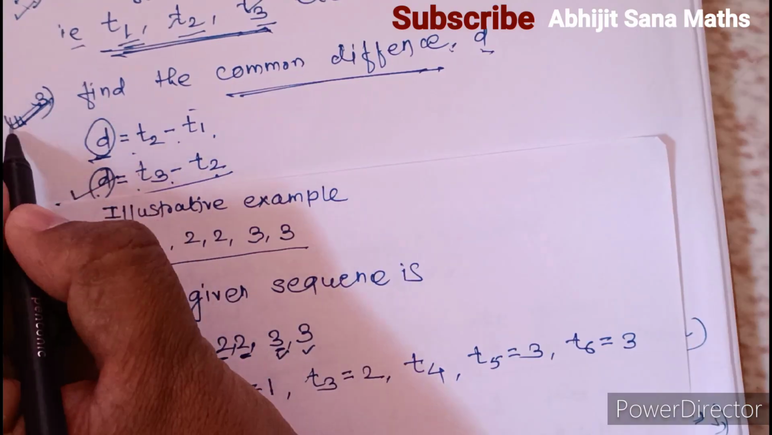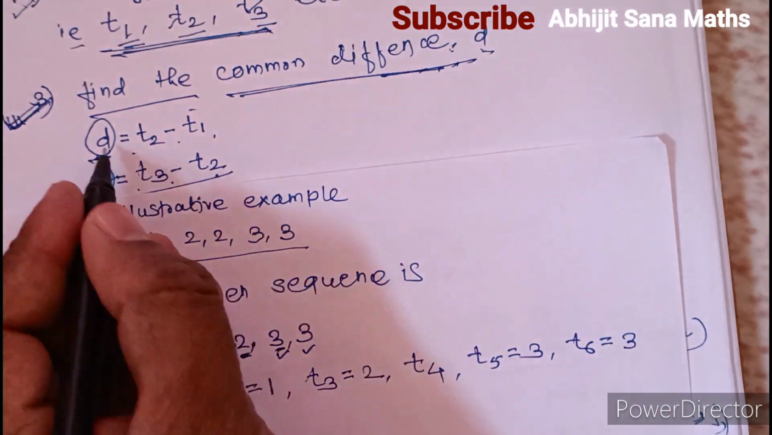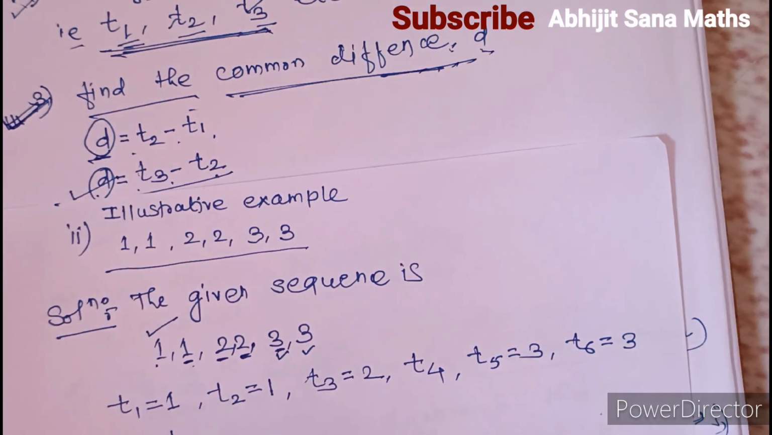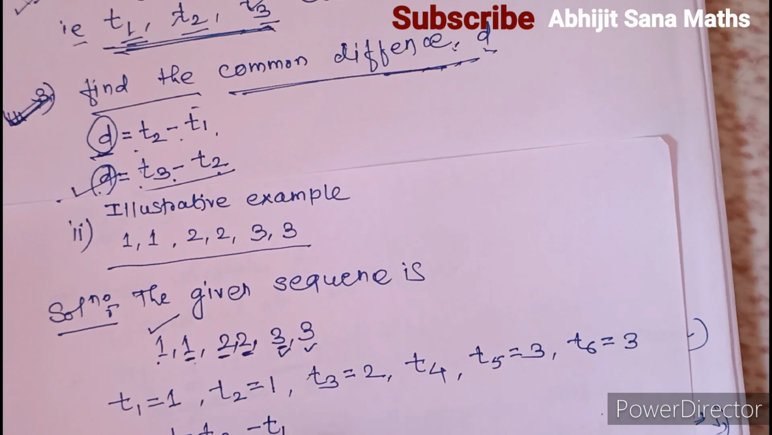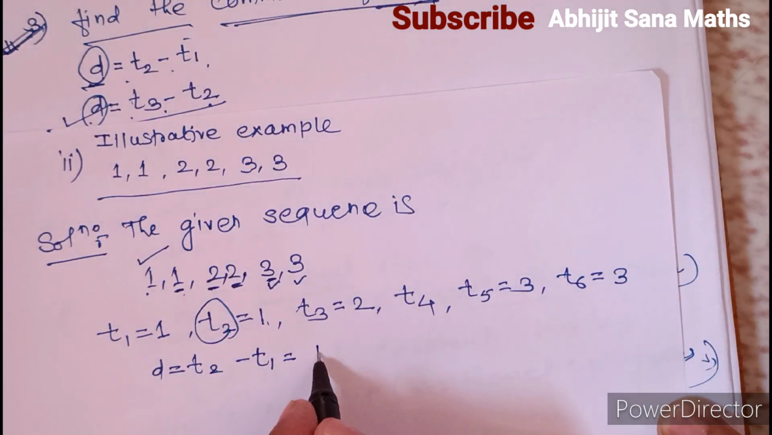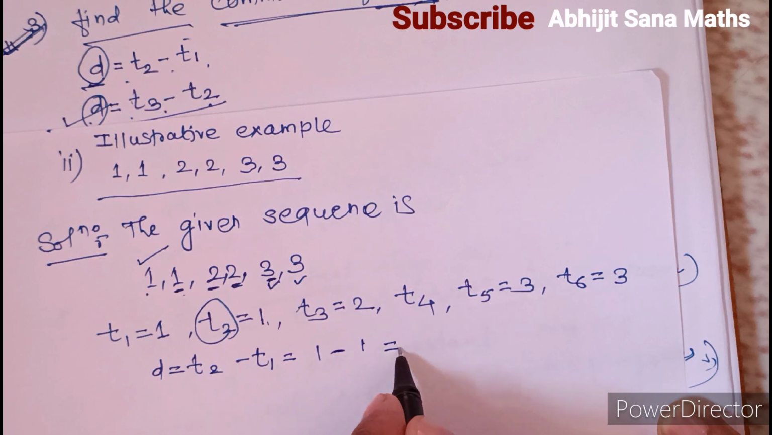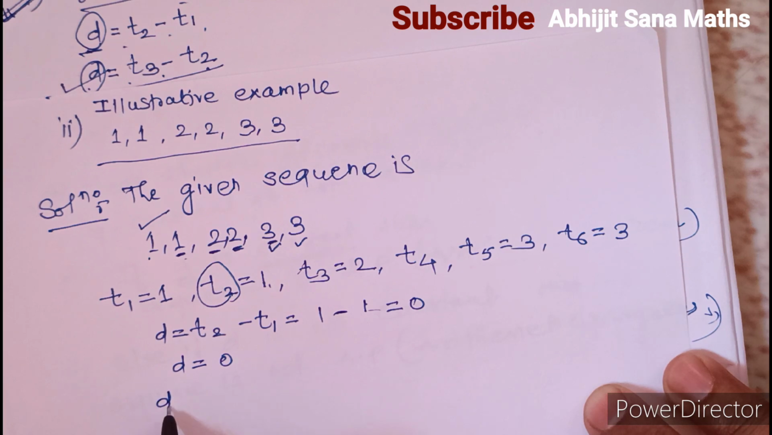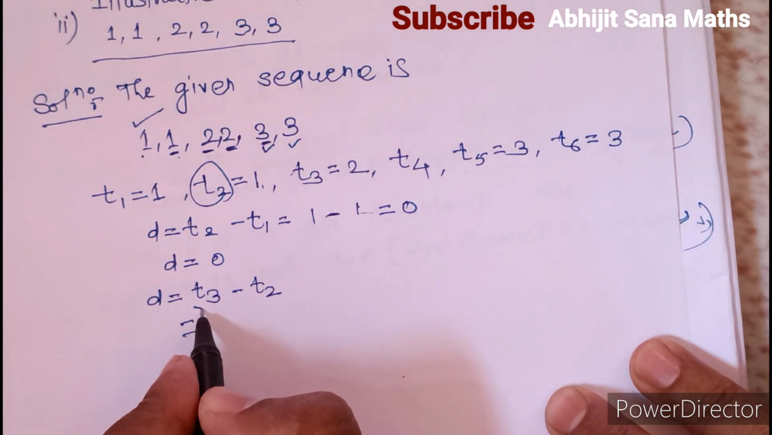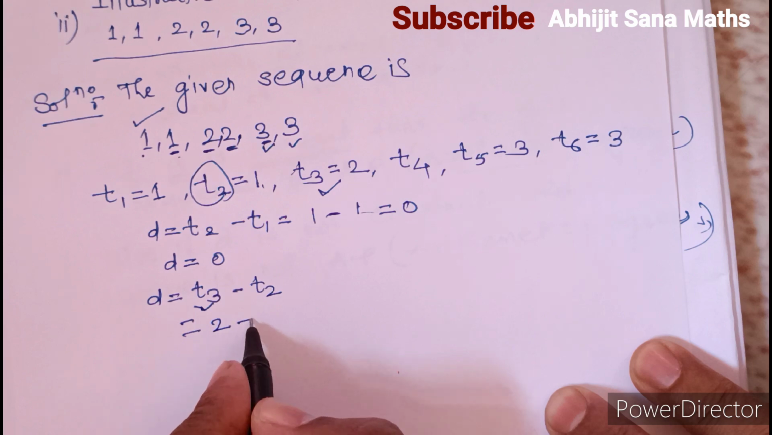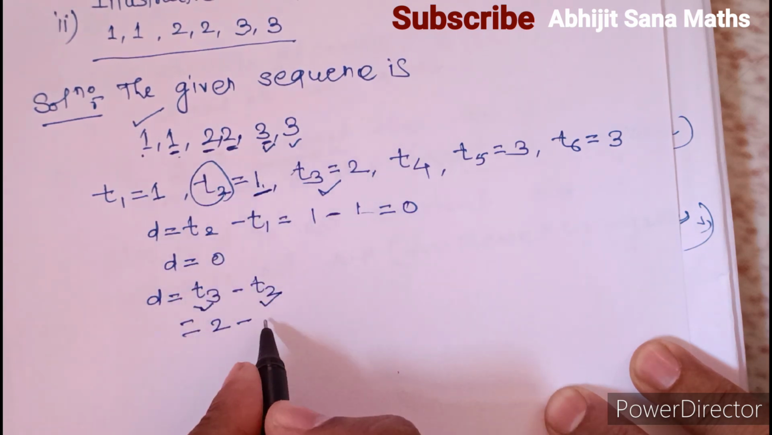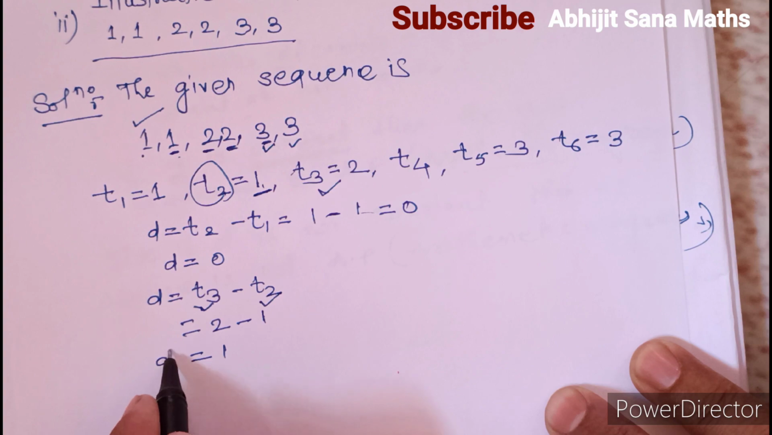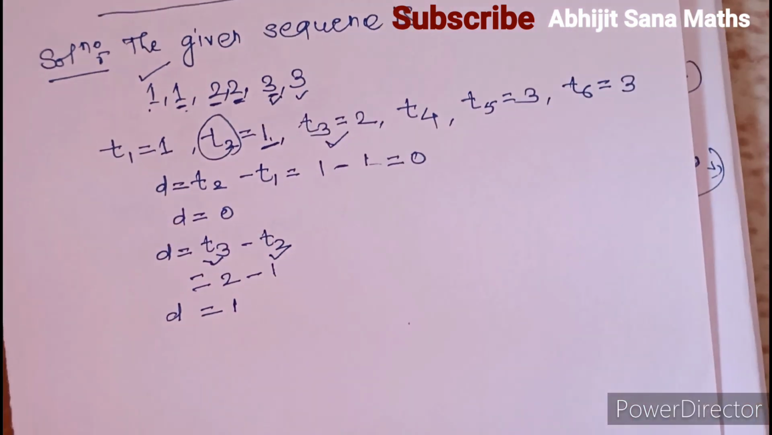Now the third step is find the common difference D. Therefore here D equals T2 minus T1. The value of T2 is 1, minus the value of T1 is 1, that is 1 minus 1 equals 0. The value of D here we get is 0. Now second, D equals T3 minus T2, the value of T3 is 2, minus the value of T2 is 1, here 2 minus 1, that is 1. Here we get the value of D equals 1.